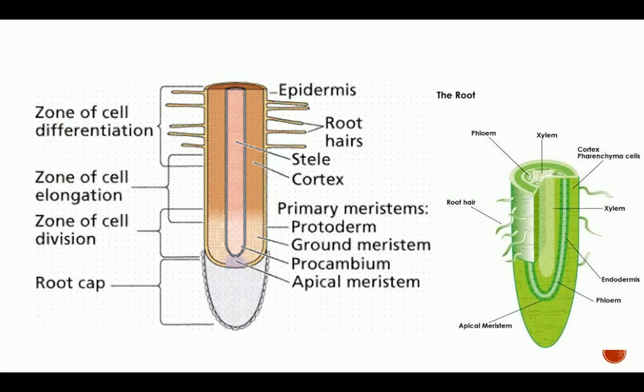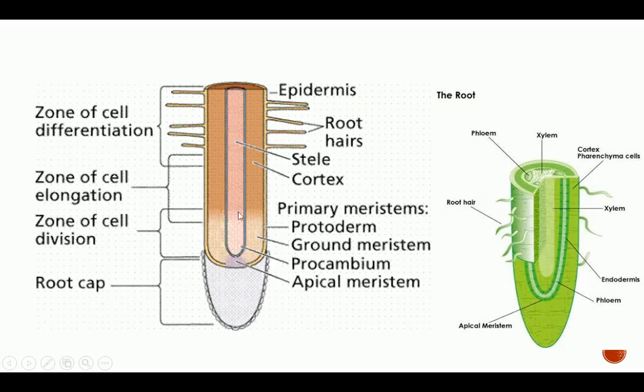Okay, so let's look at the images here and let's see what we're talking about. We have the zone of cell differentiation, above the apical meristematic region. We have the epidermis, and the root hairs. We have the stele and cortex, the cortex which comprises the parenchyma and the sclerenchyma, and in some cases the collenchyma. We have the zone of cell elongation, and then we have the zone of cell division.